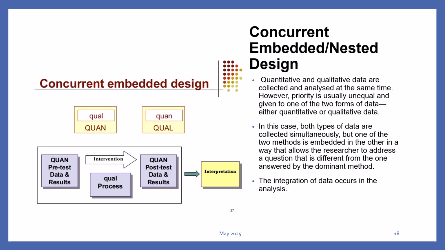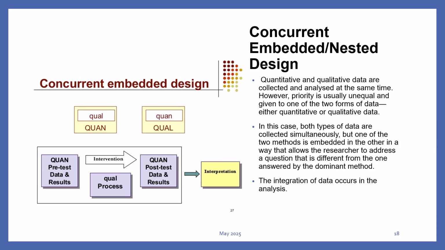So in general, we are talking about embedded or nested design, or embedded mixed method design. It means that it nests one or more forms of data, whether quantitative or qualitative, within a larger design, for example, within a narrative study, an ethnography, or an experiment. Let's take the experiment as an example. We are talking now about embedded or nested design in general.